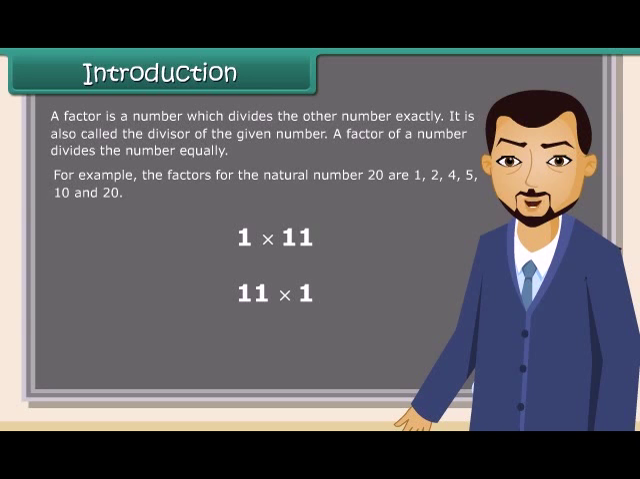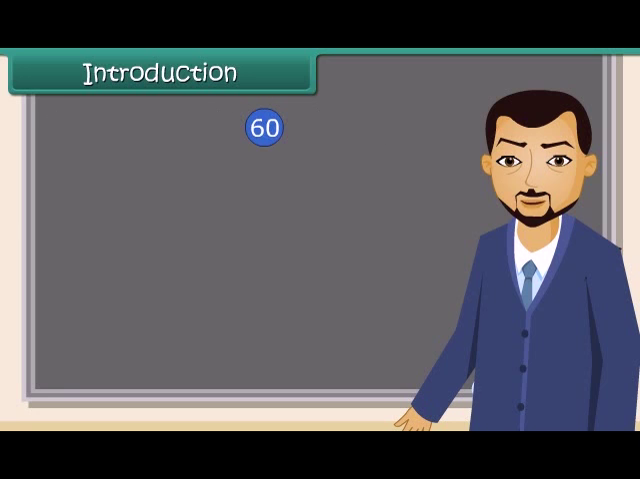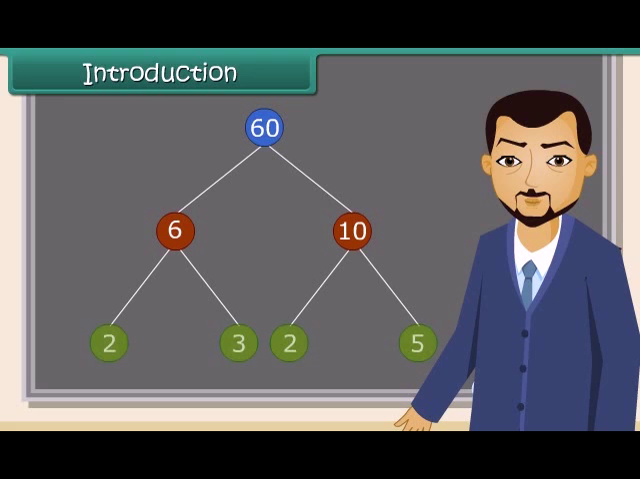Factors for the given number can be found out using the factor tree method also. Here is an example to find the factors of the natural number 60 using the factor tree method. Similarly, we can also express algebraic expressions as a product of their factors. In this chapter, we are going to discuss how to find the factors of an algebraic expression.